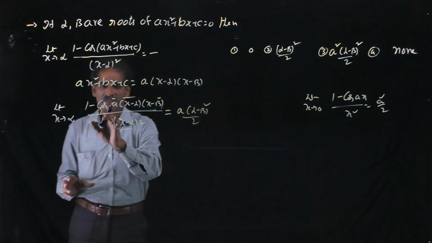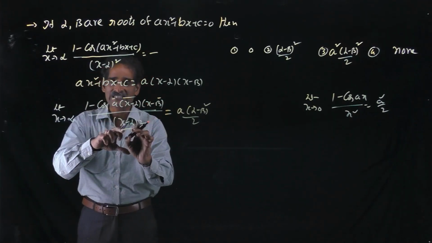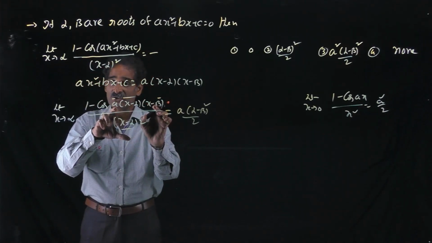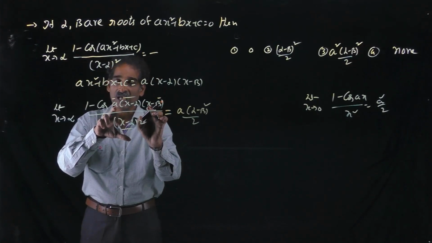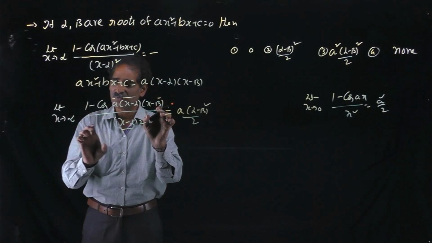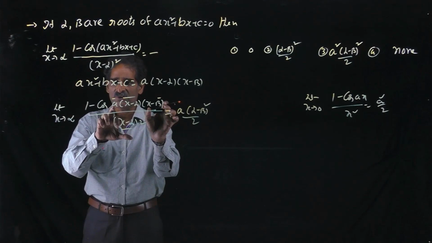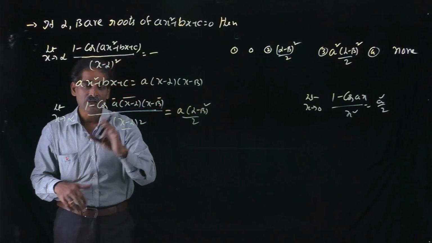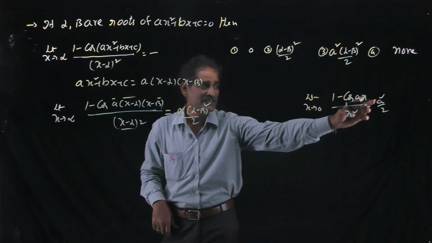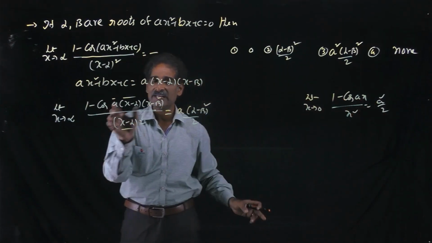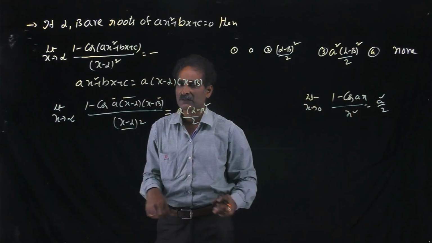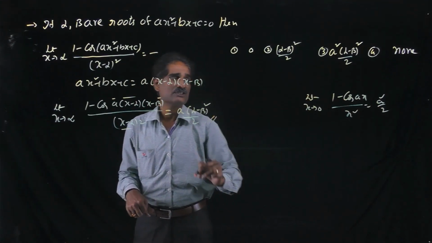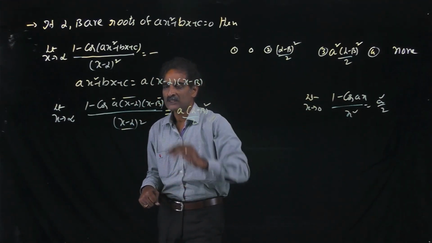Understand? 1 minus cos of ax by x square. It is nothing but constant. A into alpha minus beta. As x tends to alpha, this is a constant, this is a constant, totally constant into x minus alpha by x minus alpha whole square. 1 minus cos ax by x square is there, a square by 2. In place of a, a into alpha minus beta is there. Okay, the value of this is this one, a square into alpha minus beta whole square by 2.